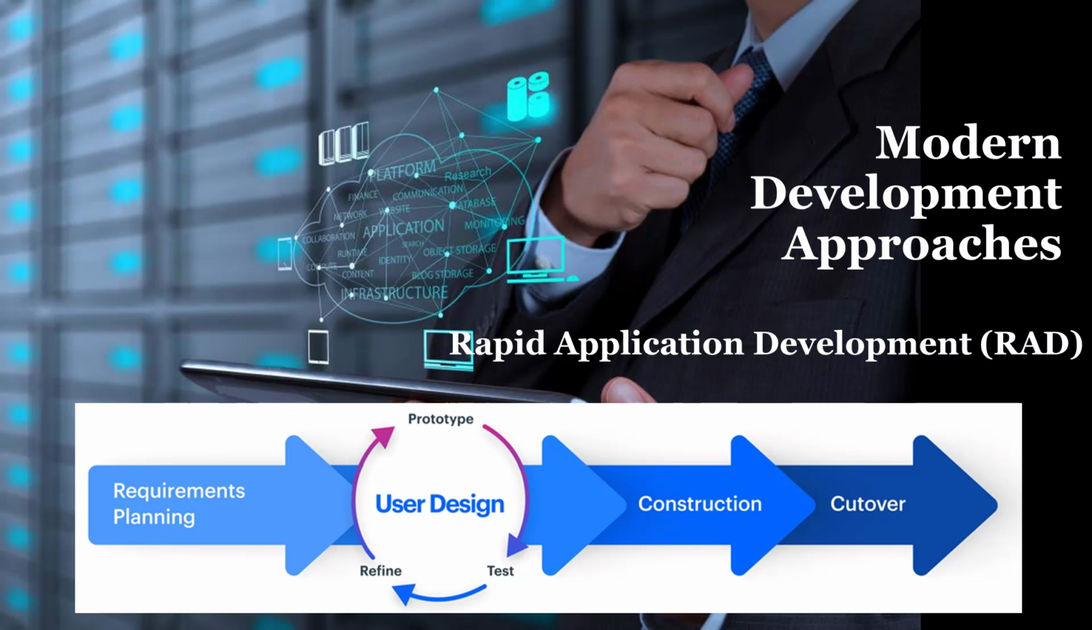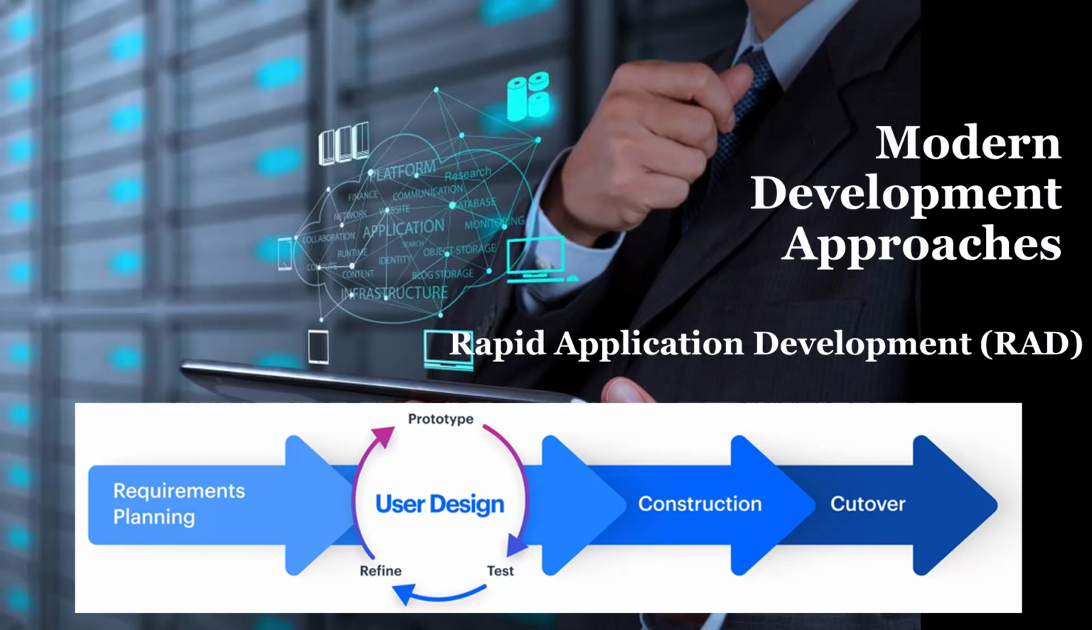Rapid application development, or RAD, is an agile software development approach that emphasizes iterative prototyping, user feedback, and rapid iteration to accelerate the delivery of software solutions. Unlike traditional development methodologies, RAD prioritizes speed and flexibility, enabling teams to develop and deploy functional prototypes quickly, to gather user feedback and refine requirements iteratively.